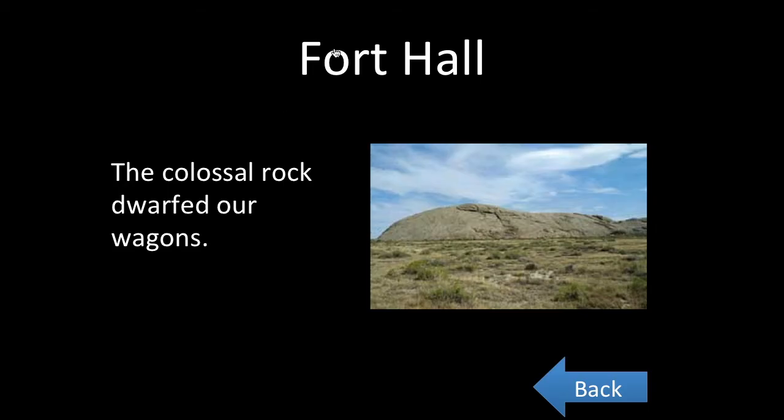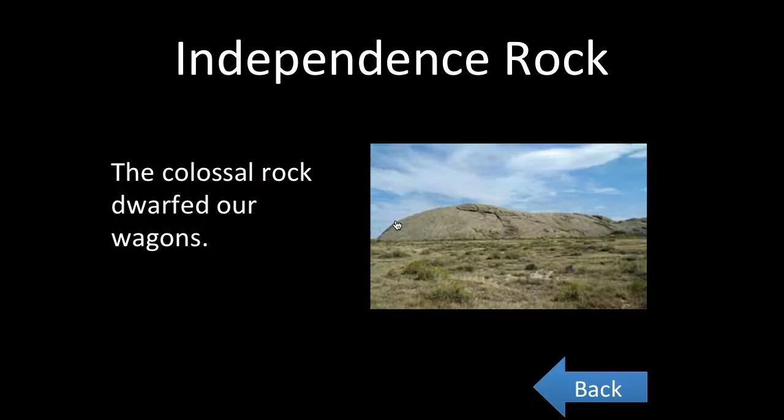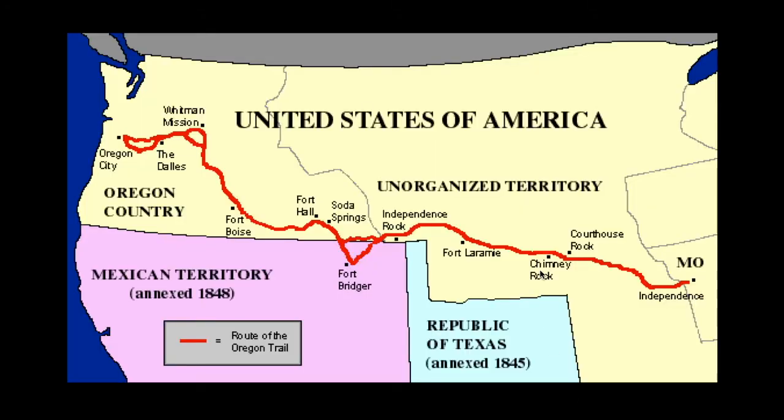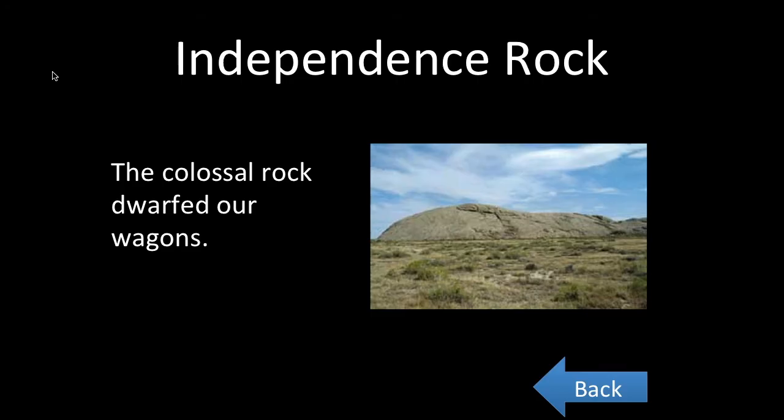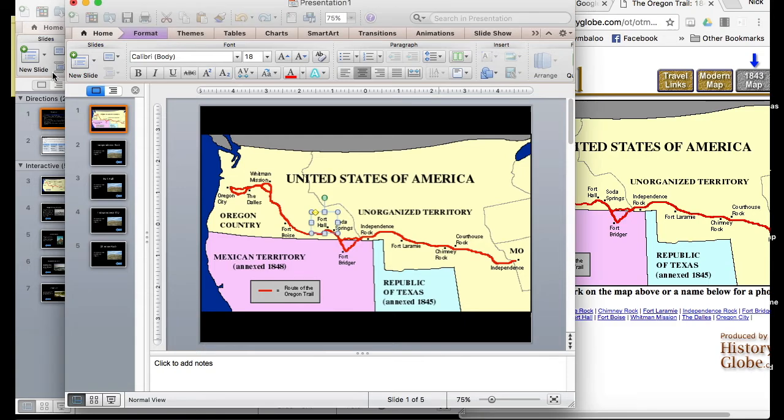So when we're all done, we go to slideshow mode and we view this. Click on Fort Hall, tell me about Fort Hall, back. Click on Independence Rock, goes back. Chimney Rock, back. Independence, back. Awesome, right? Only one problem. Right now we have links, we can navigate anywhere we want, but if I click where there's no link, it just advances like a normal PowerPoint slide, and that's a problem.